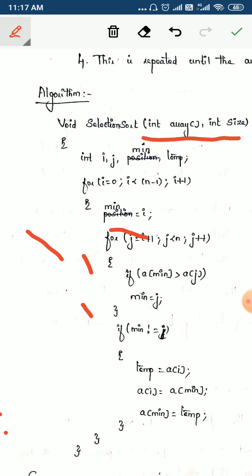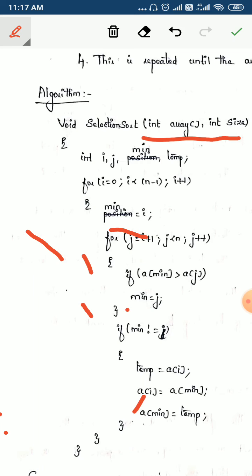So current j is not equal to min, because j gets incremented up to 8. So at last j value is 8. That is not equal to our min. So for that purpose only we are assigning one. Whenever we identify the minimum value present in our j, we are assigning that jth position to our min. Yes, understand? Then a of i is equal to a of min, and a of min is equal to temp.